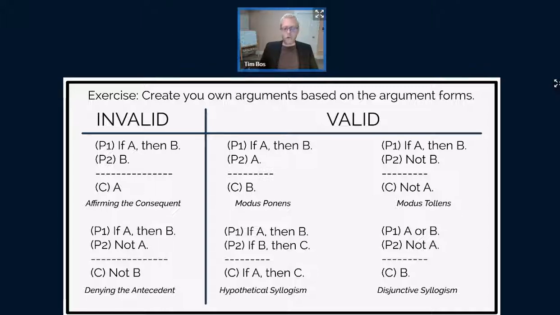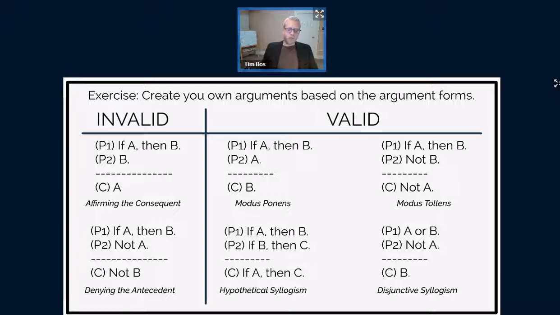Especially with something like modus ponens. Hopefully that one is really easy to see, right? If A then B, A, therefore B. I hope you see why it follows logically, but in if A then B, B, therefore A, it does not. Right?